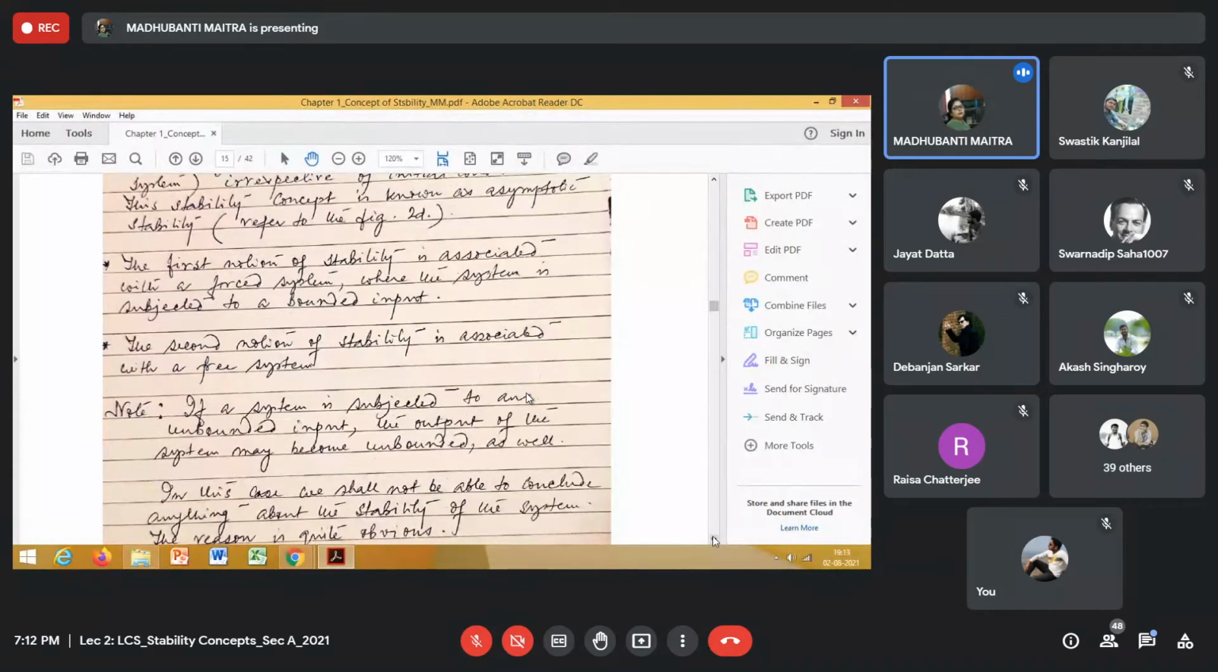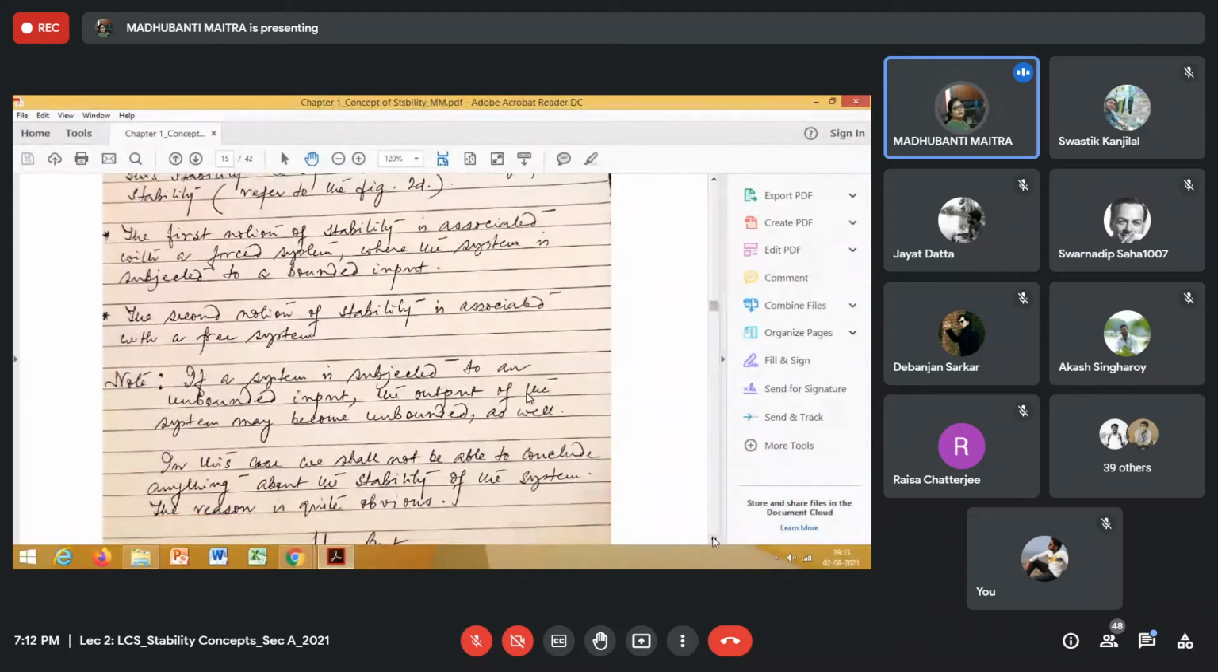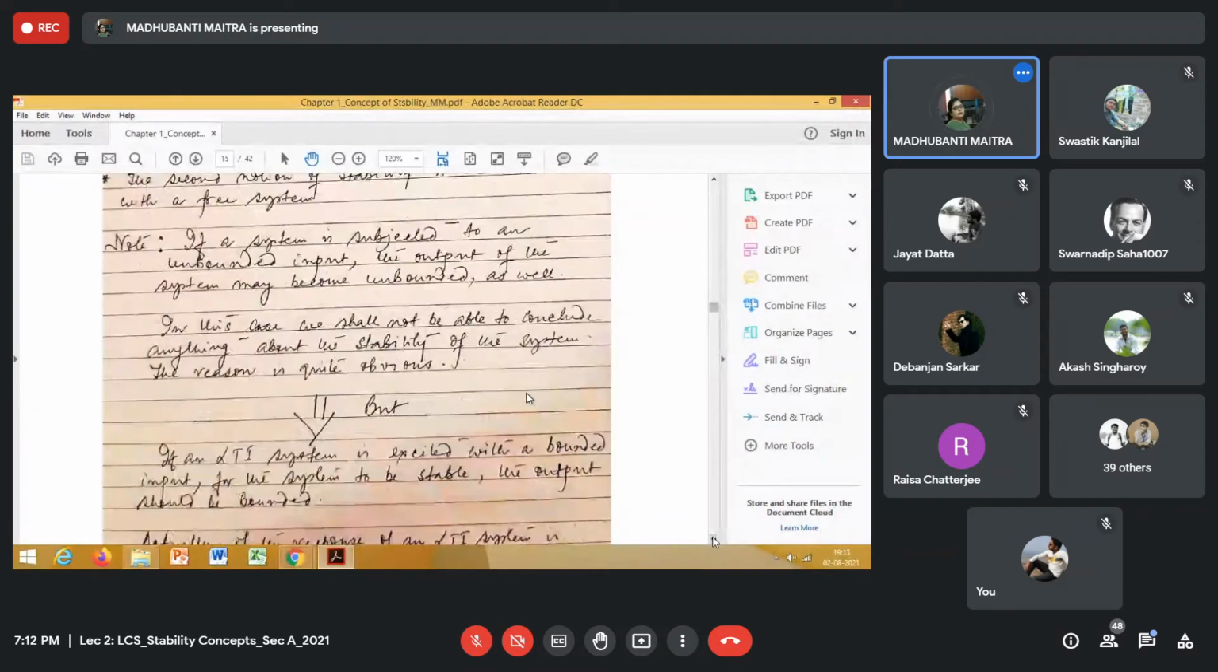Yes, ma'am. So that's why, to judge the stability of a system, we'll have to excite the system with a bounded input. And if in that case the output comes out to be a bounded one, then obviously the system will be bounded input, bounded output, or BIBO stable.